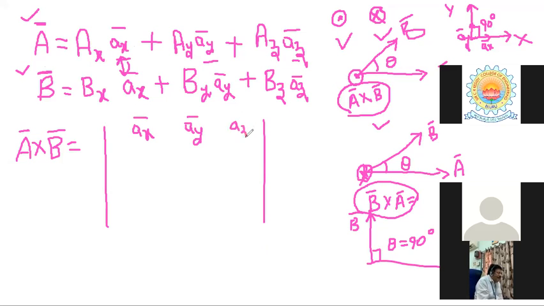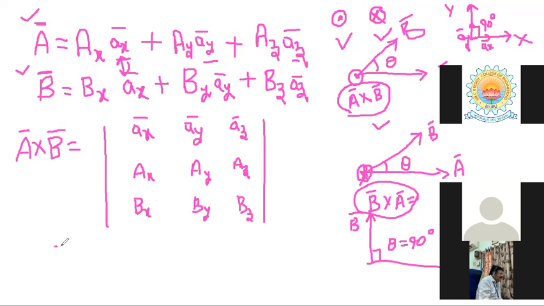You can do that, but instead of that one, you just directly get it from the determinant of this matrix. Here we take the components of A, that is Ax, Ay and Az, and here we take Bx, By, Bz. So that is the cross product. The determinant of this gives the cross product of A bar and B bar.